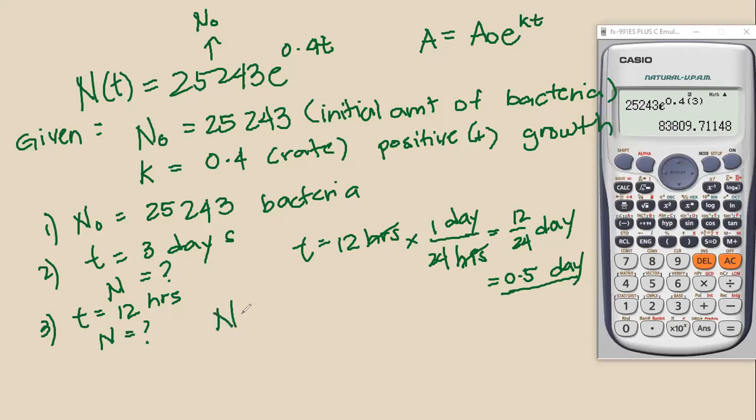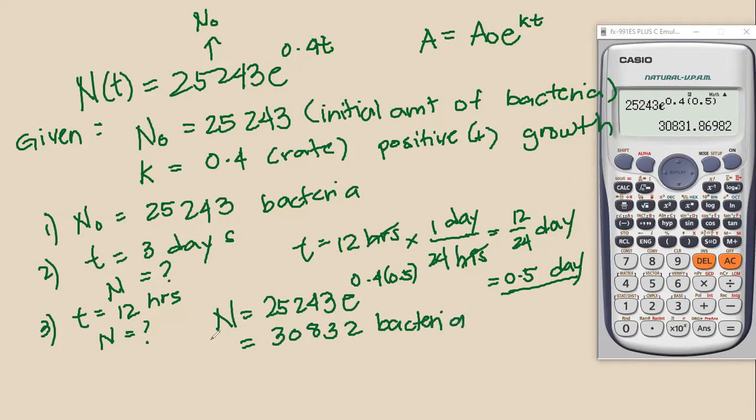So substitute lang sa ating formula, we have 25,243 e raised to 0.4 times 0.5. Then we have to use our calculator again. Palitan lang yung 3 ng 0.5. We get 30,831 or 832 bacteria. Okay, and that is our answer in number 3.